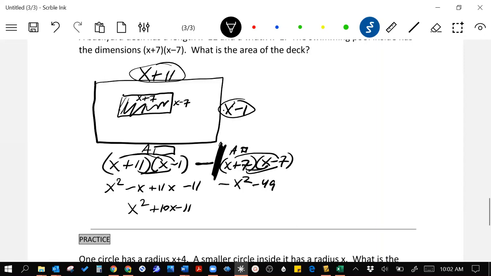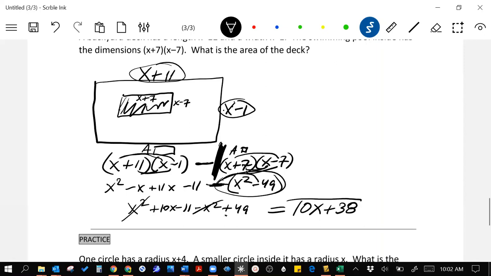So I'm subtracting that. So another way I can think about doing it is subtracting x squared, and then minus times minus makes it plus 49. Because I'm subtracting both of these when I subtract. It's sort of like a negative 1 times x squared and a negative 1 times a negative 49 to make it plus. So now x squared, take away x squared, cancels out. I have only one x term. And I have negative 11 plus 49. 49 take away 11 is 38. And that represents the area of the deck.